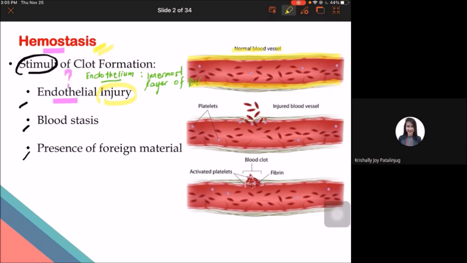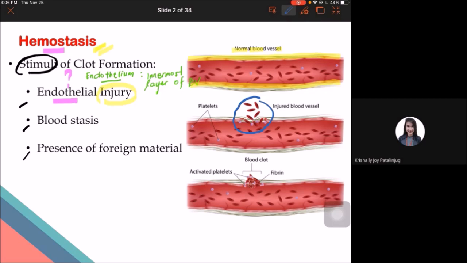Kapag injured ang endothelium, ang tendency, may butas, may sira yung parte ng ugat. Okay? And that will serve as a way or an opportunity for the blood to leak out, or lumabas. 'Di ba? Kaya na-injured man, so potential nga manggawas ang dugo. Kaya nga kung masamad ta na bleeding.